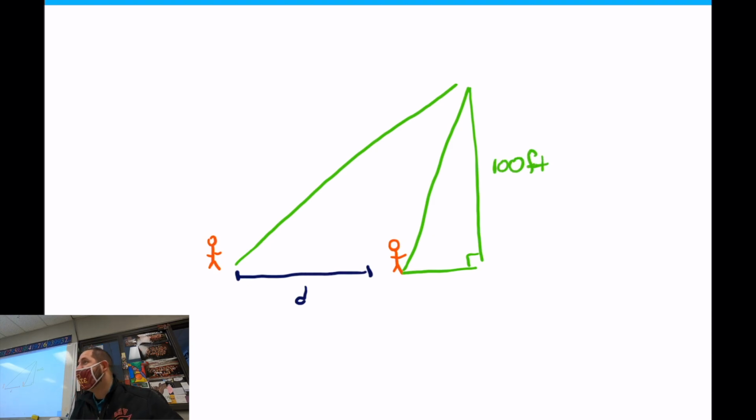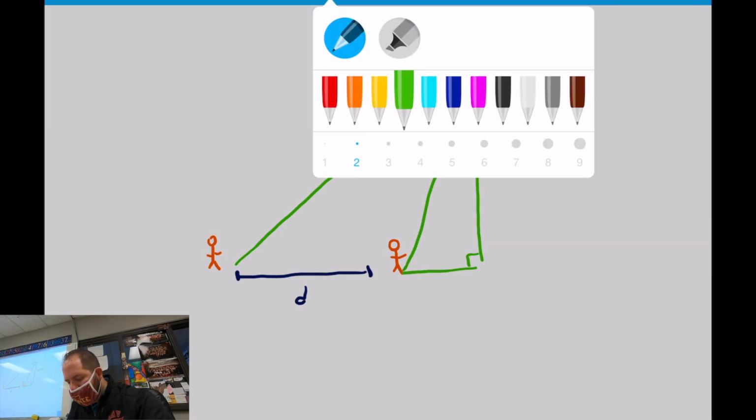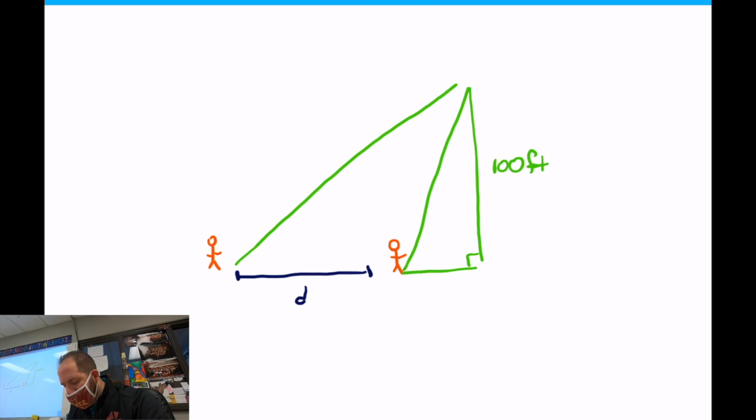And what we have is we have the angle for each person. So maybe this angle for this person was 70 degrees, and this person over here was 32 degrees. And again, I'm ignoring the height of the person. I want to know the distance between them. You know, is it several hundred feet? Is it 10 feet? What's the distance between them? So here's how I do this.